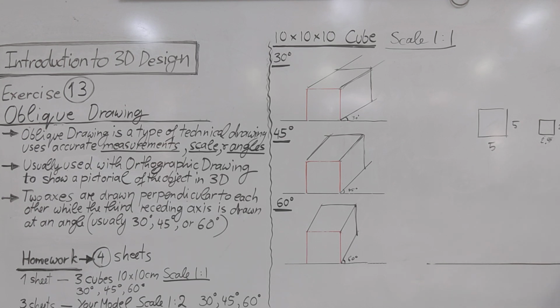Like the orthographic, you did it what, scale 1 to 5? So 5 times smaller. This drawing might be different from the orthographic. I might ask you to draw it scale 1 to 1 or scale 1 to 2. It doesn't have to be the same scale as in the orthographic, okay? Okay, so scale 1 to 2.